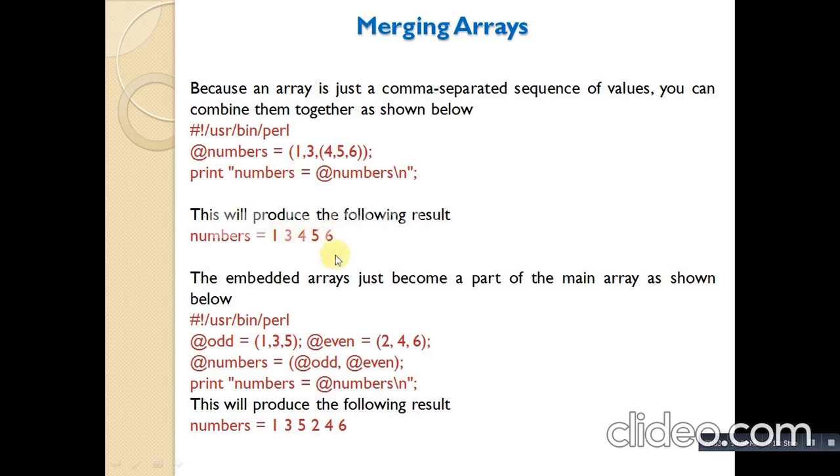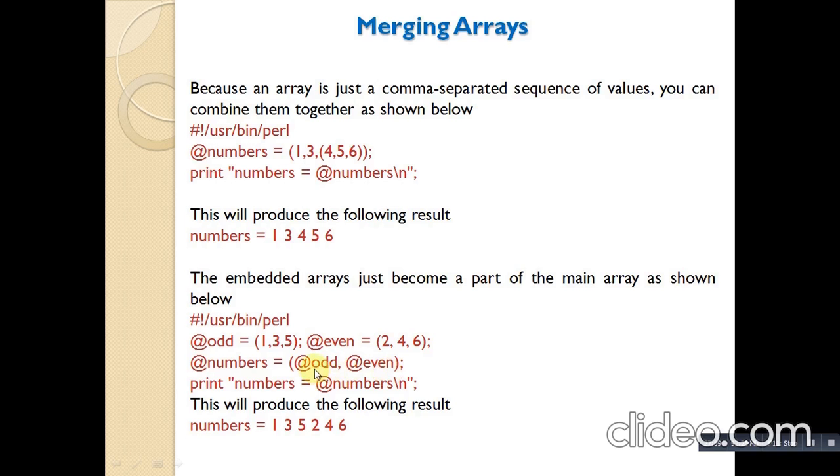Now just see the second example. We have used two different arrays: the odd array has the values 1, 3, 5, and the even array has 2, 4, 6. Now we want to combine both of these. So we are using one more array variable, numbers equals opening parenthesis, at the rate odd, comma, at the rate even.